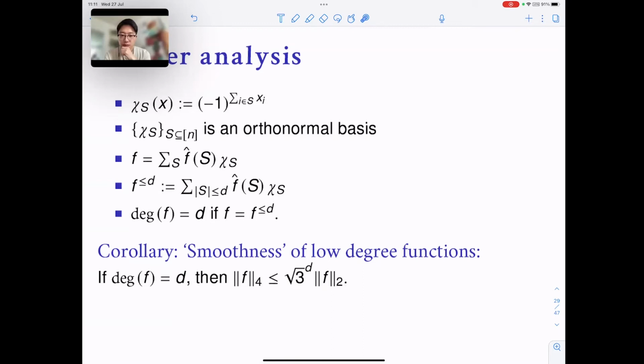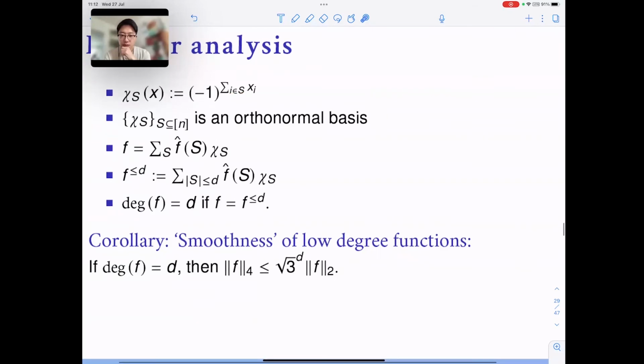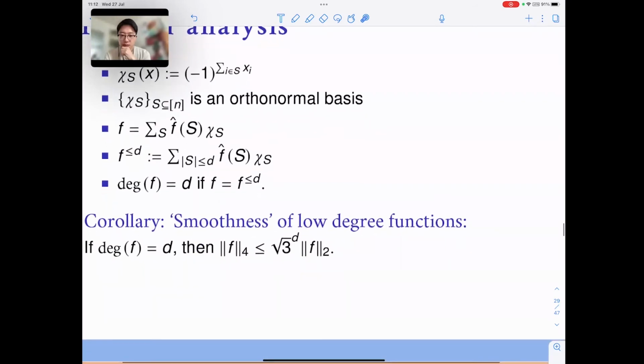It turns out that another equivalent way to think about hypercontractivity is to say that certain functions, called low degree functions, are smooth. So what are these low degree functions? You have these characters that output 1 if the number of ones in the S coordinates is even, and output -1 if the number of ones in the S coordinates is odd. These characters form an orthonormal basis, and every function can be written as a linear combination of these characters.